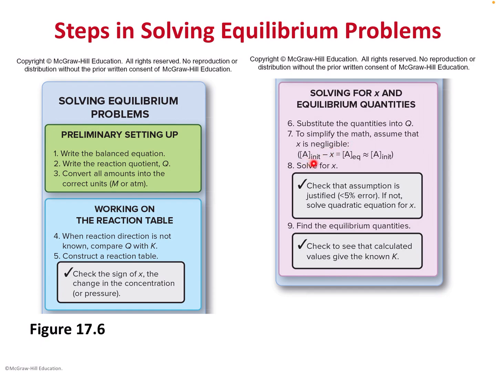So the initial concentration of A minus X we can consider equal to the equilibrium concentration of A, or the initial concentration of A. With the assumption, you solve for X, and then after you solve for X, you can check to see if the assumption is justified, less than 5% or more than 5%. If it is not less than 5%, we do the quadratic equation to solve for X, and then find the equilibrium quantities, and then check to see that the calculated values give the known equilibrium constant.